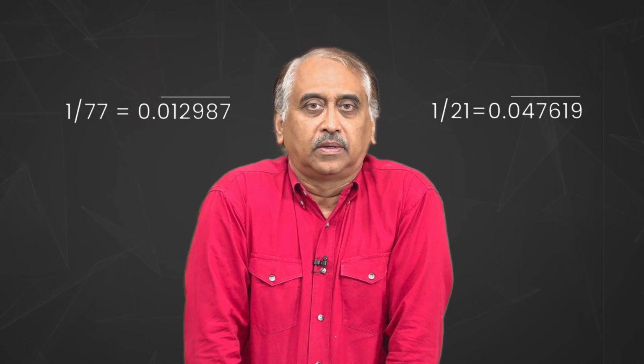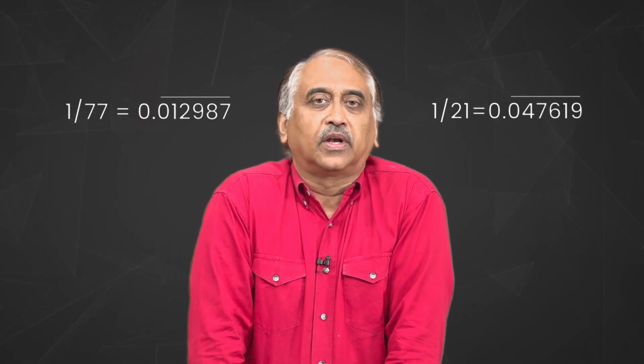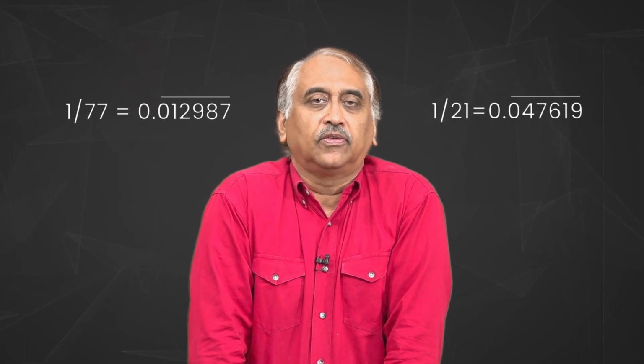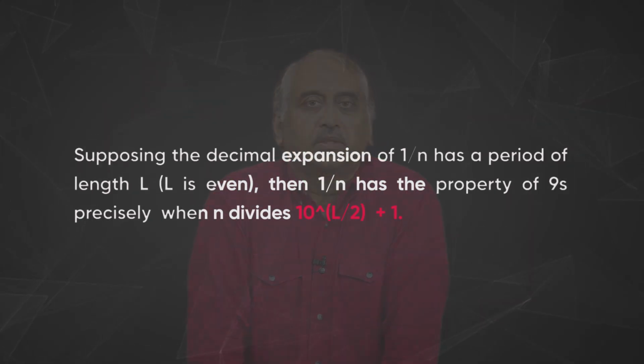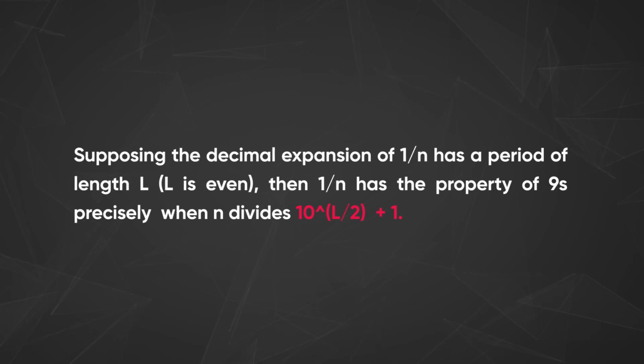There are numbers other than primes that exhibit the same property, for example 77, and there are numbers that are not primes that do not exhibit this property, for example 21. A more general result that characterizes this property of 9s is given by the following statement. Supposing the decimal expansion of 1 over n has a period with length L and L is even, then 1 by n has a property of 9s precisely when n divides 10 to the power of L over 2 plus 1.